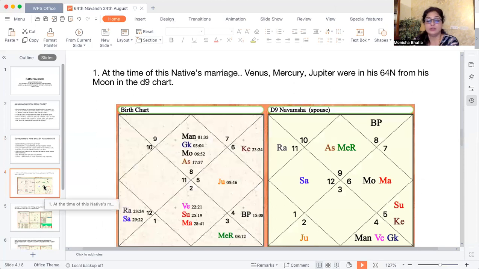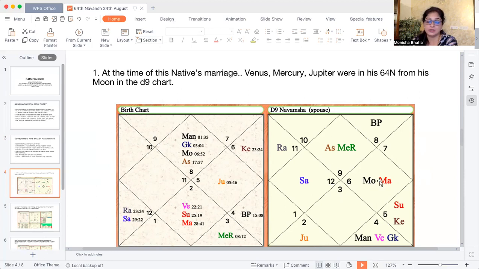Now I will share with you the first example here. This is the chart of a native who got married many years ago, and during that time he was running the transit of Venus, Mercury, and Jupiter in the 64th Navamsha to his Moon and Mars.